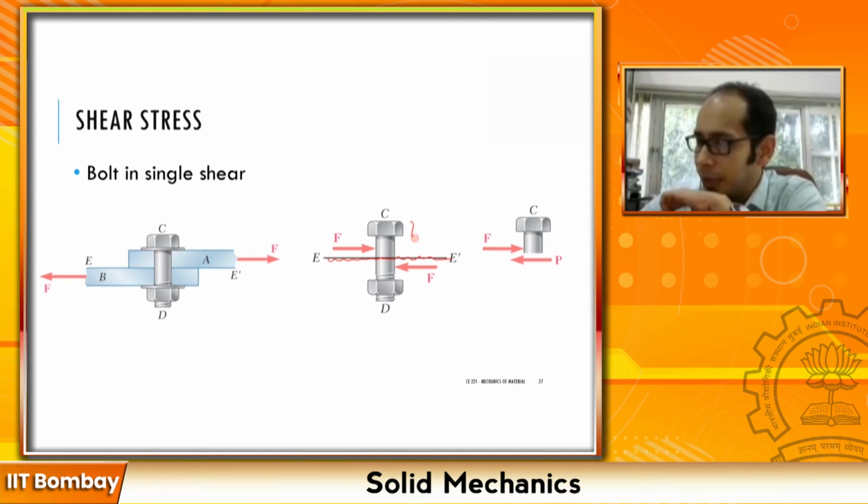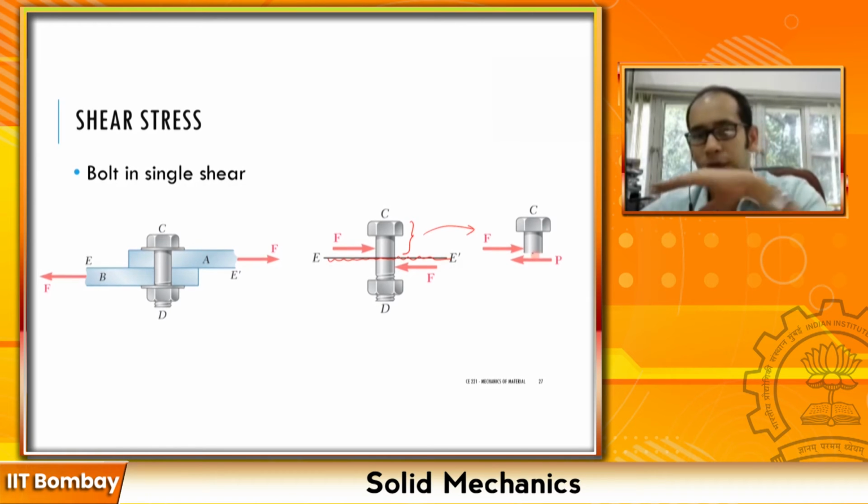So if I come back and draw the free body diagram of this particular one, this F along this surface, if you take a cross section of the bolt, this particular surface is probably a circular section, right? All along this section, this force P is acting, so from equilibrium, P must be equal to F.